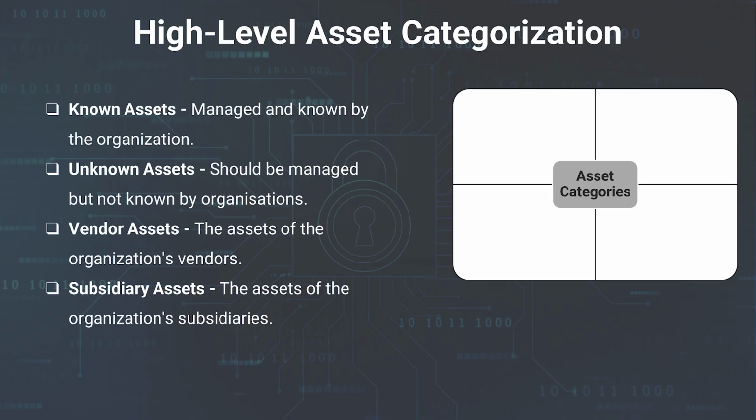Is it already added into our information security policies? Is there any RACI matrix, like who would be managing what and who should be responsible for the overall security? Whether they have a dedicated security team or not? These are all things that management should decide. So at a high level, we have known assets, unknown assets, vendor assets, and subsidiary assets. Now your attack surface is a combination of known, unknown, vendor assets and subsidiary assets.